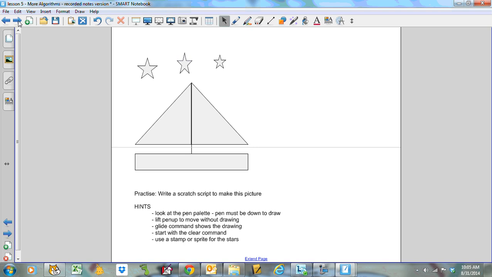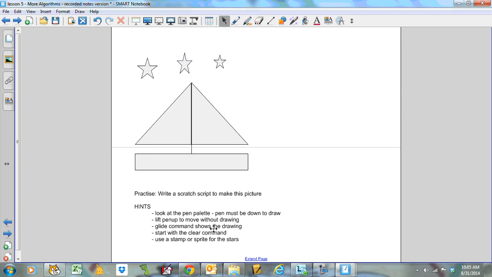And the practice assignment for this particular lesson is to write a scratch script to make this picture. So you're going to have to spend some time looking at the pen palette. You'll notice that the pen must be down to draw. You have to lift the pen up to move without drawing. So for example, once you've done that drawing there and you want to jump to say the triangle, you have to lift the pen up. If the pen is down while you move, you're going to draw a line.